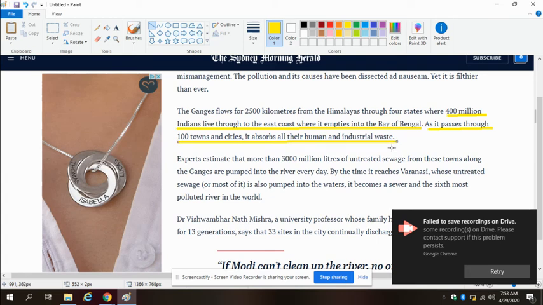All right, experts estimate that more than 3,000 million liters of untreated sewage from these towns along the Ganges are pumped into the river every single day. That's also a really good piece of data. Because it's like gross. You can imagine 3,000 million liters of raw sewage being dumped into the river.